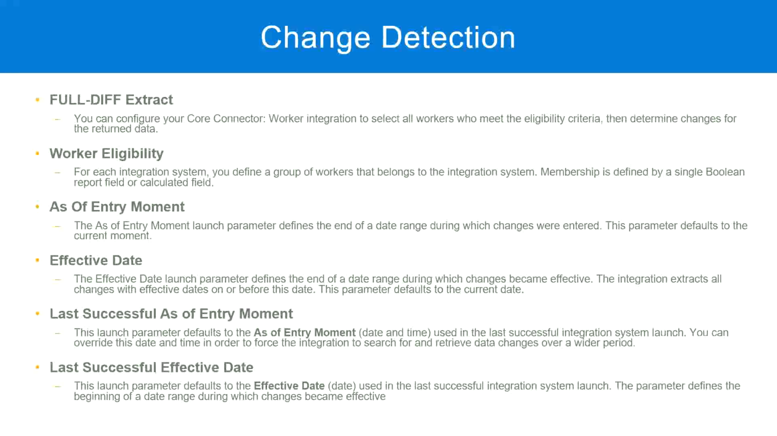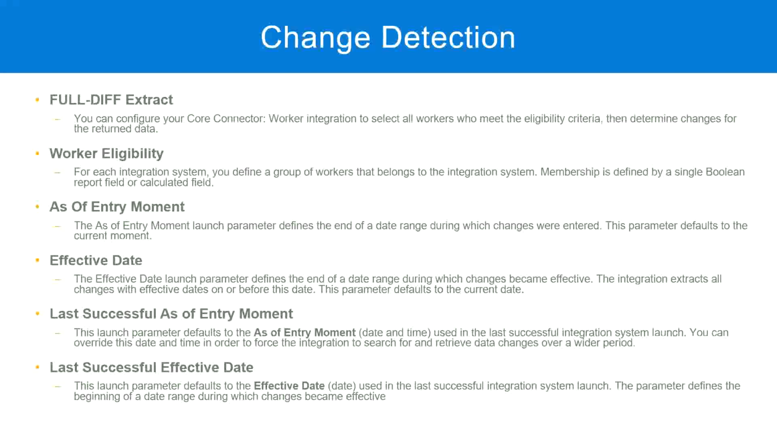Then it determines the changes for the return data. First, it narrows it down to only the workers who meet the eligibility criteria. Then it will check those workers to see if there were any changes or not. Makes sense? It narrows down the list of workers, so it is better on performance. By default, full diff extract is the default method in which Workday runs the code connector.